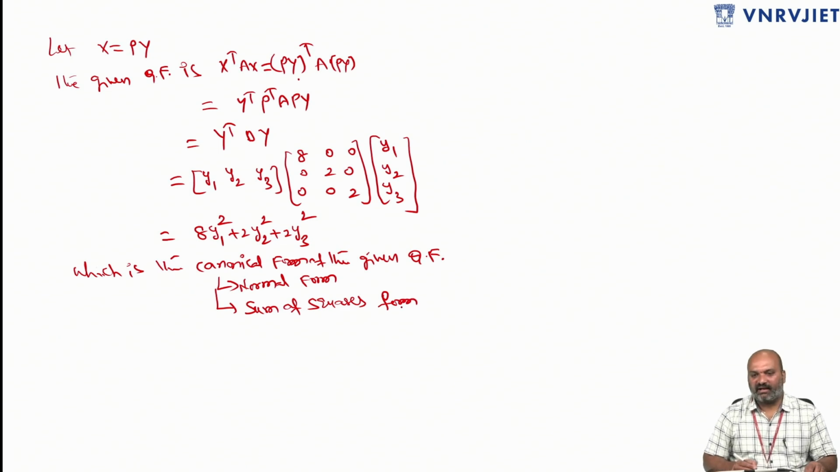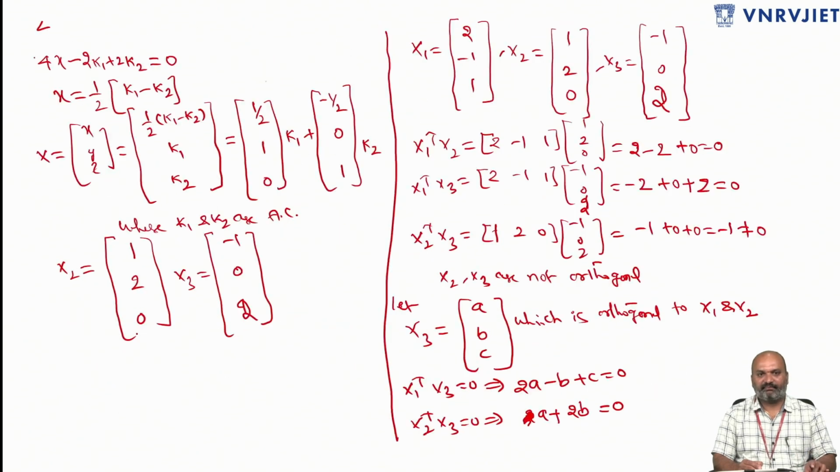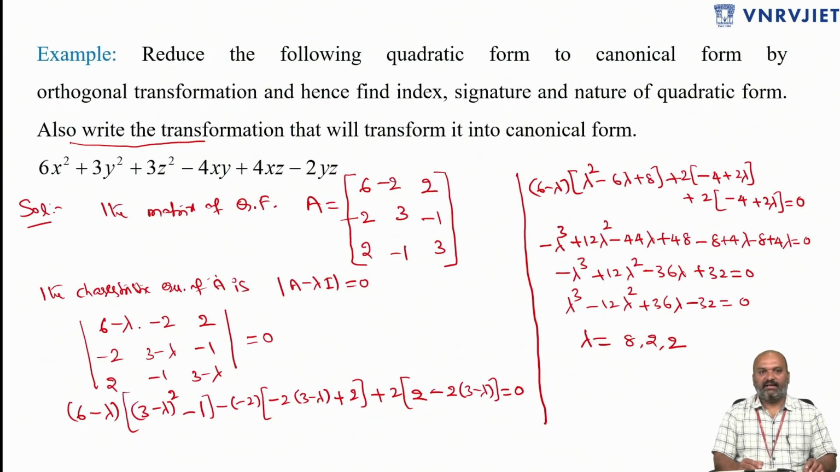These are the three names: canonical form, normal form or sum of squares form. Now, this is the reduction of a quadratic form to canonical form. Let's recall what we have done. First step, see the matrix, this is the quadratic form. We determined the matrix of the quadratic form.